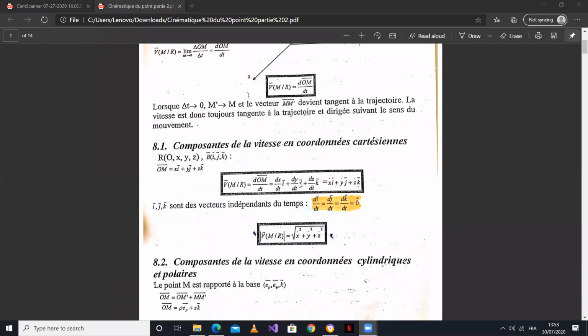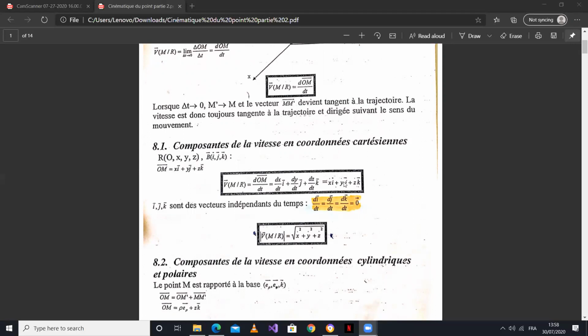The same thing for y. You just write y point, the derivative of y par rapport au temps. Same thing for z. You just write z point. And your vector vitesse is going to be x point suivant i plus y point suivant j plus z point suivant k. That's it. That's your vitesse in the coordinate Cartesian. The coordinate Cartesian is very simple. As I told you, there's nothing special to it. It's obvious stuff. It's direct stuff. You derive, it's just going to be x point, y point, z point.